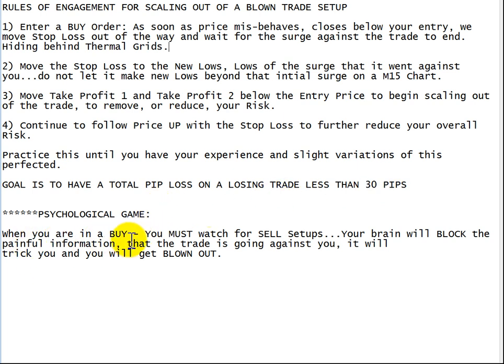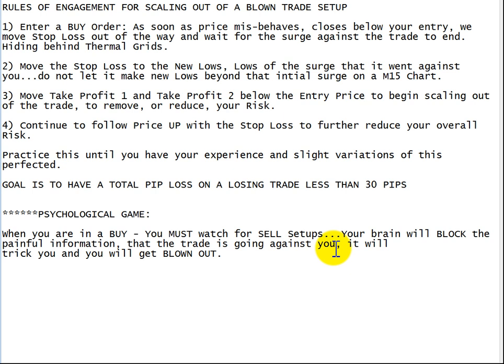The psychological game, you got to understand this. When you're in a buy, you must watch for sell setups. You got to get your brain focused that, you know what? Take in all the information. Don't be so hopelessly optimistic that it has to go your way. Your brain will actually block the painful information that the trade is going against you.